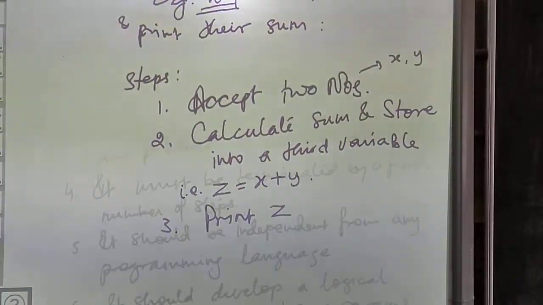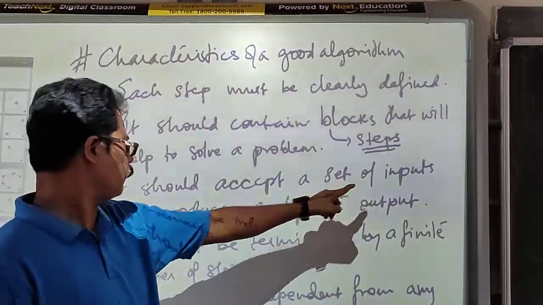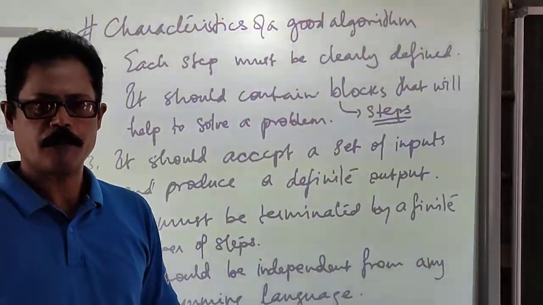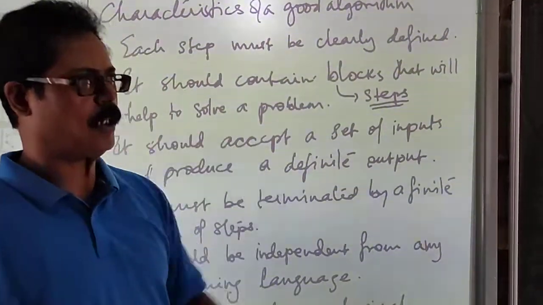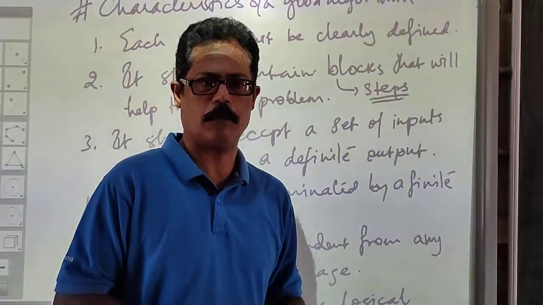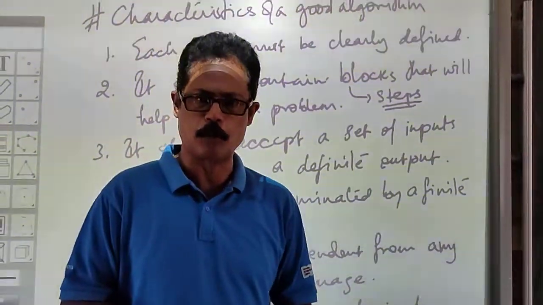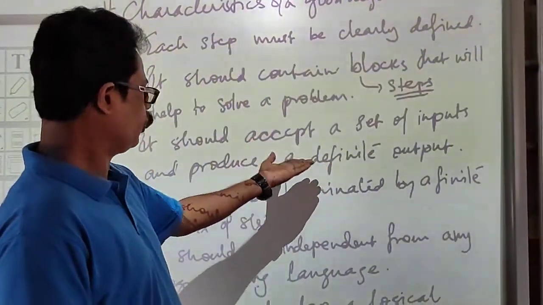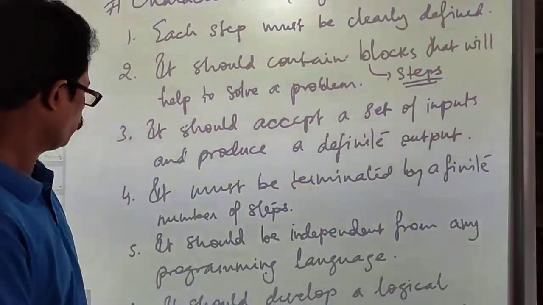That's what happens, you are defining them. Then it should accept a set of inputs and produce a definite output. Obviously, that's a technique of problem solving here. Without input, you cannot have an output, or without giving an output, there is no use of having the inputs. So it should accept a set of inputs, calculate them, and produce a definite or a desired output.